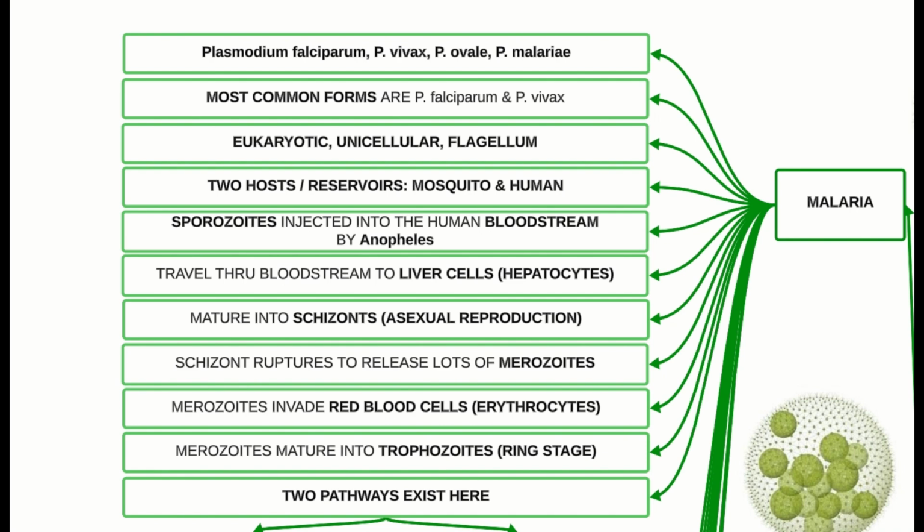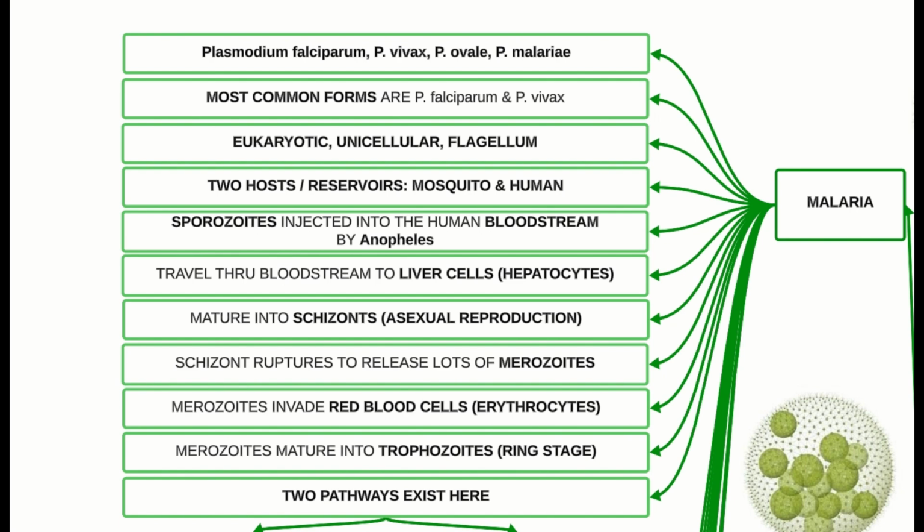The two diseases you need to know for WA are malaria and Jarrah dieback. Malaria is caused by a group of 4 organisms that are all Plasmodium. We've got Plasmodium falciparum, Plasmodium vivax, Plasmodium ovale, and Plasmodium malariae. The most common forms are falciparum and vivax. The malaria parasite is eukaryotic, unicellular, which means one cell, with a flagellum.